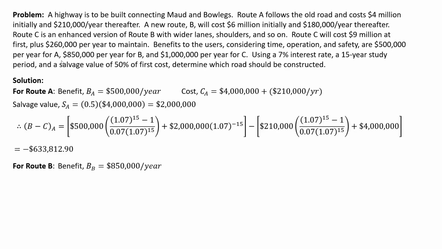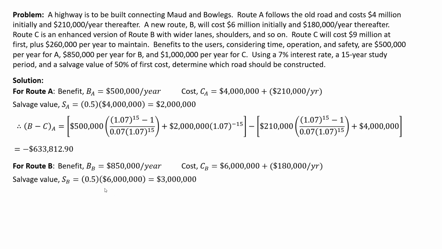And for route B, a similar analysis. The benefit is $850,000 per year for B. So that's what we listed here. And cost is, it costs $6 million to begin with. Where is that? Here. A new route B will cost $6 million initially. So that's what we are saying here. And $180,000 per year thereafter. And salvage value is half of the initial cost of 6 million. So salvage value is 3 million, which is a net benefit.